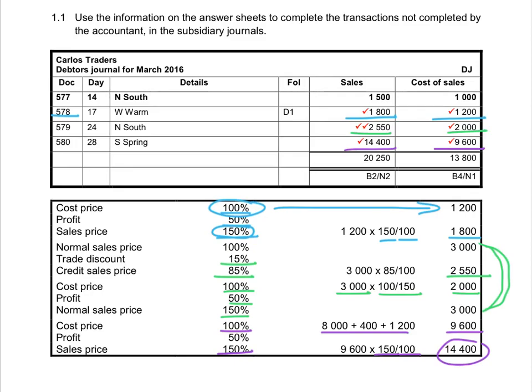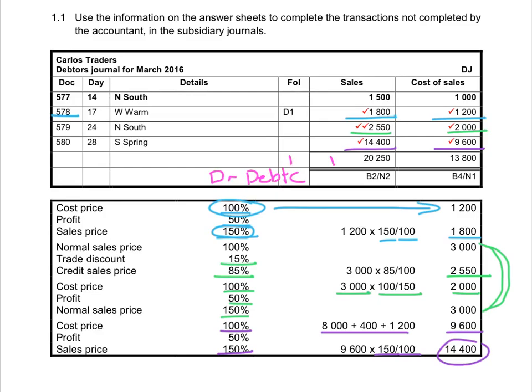If we look at the debtors journal, we see that the figures don't appear in both columns. Each one of these figures only appear in one column. That indicates that we have to do two double entries, a double entry at sales price and a double entry at cost price. We are selling the goods on credit, so we will debit our debtors control.